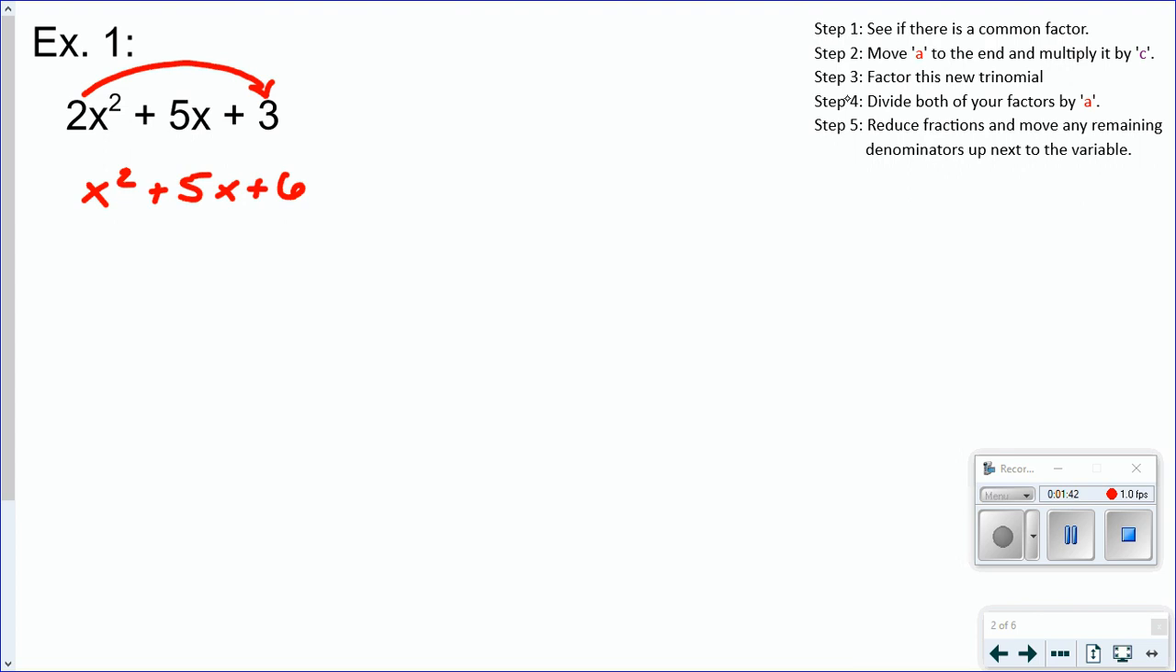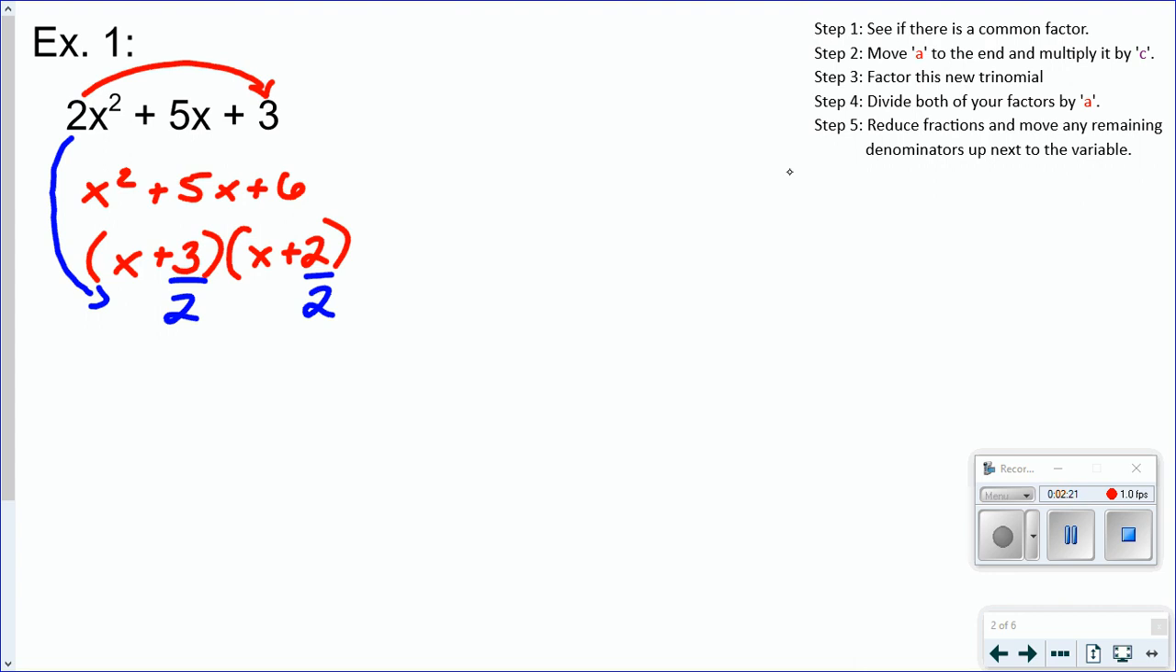So now we're on to step 3. Step 3 says to factor this trinomial. So we're looking for 2 numbers that multiply to make 6 and add to make 5. So that would be 3 and 2. So this factors to x plus 3 times x plus 2. Now step 4 says divide both of your factors by a. So what does that look like? So what we're going to do is go back to this a value, the coefficient of x squared, and we're going to bring it down here, and we're going to divide each of these by that number.